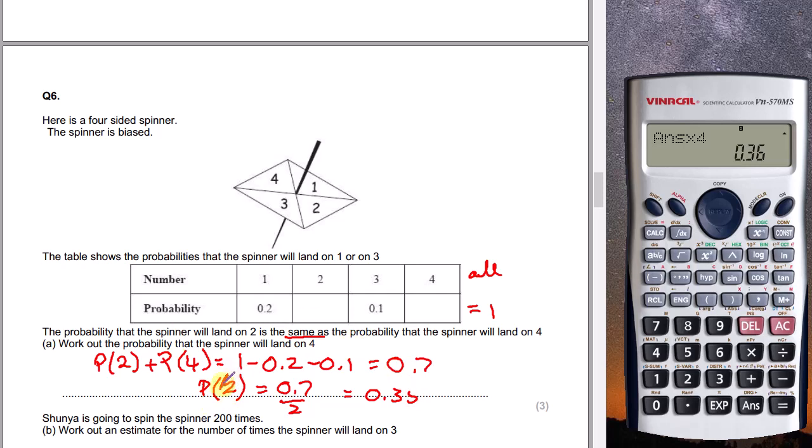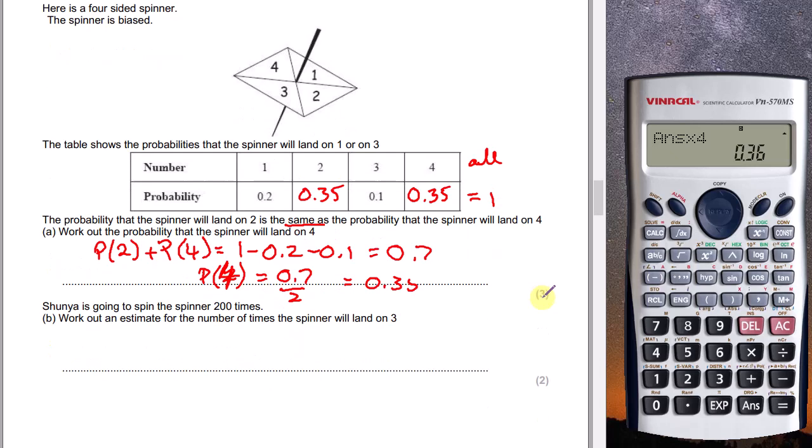Okay, 4, because they're asking specifically for 4. I will put this back into the table as well, 0.35, 0.35. The probabilities are the same and the total is now 1. The spinner is spun 200 times. Work out an estimate for the number of times the spinner will land on 3. Now the probability of a 3 is 0.1, and that's out of 1 total. That's the same as the number of 3s divided by the number of trials, 200.